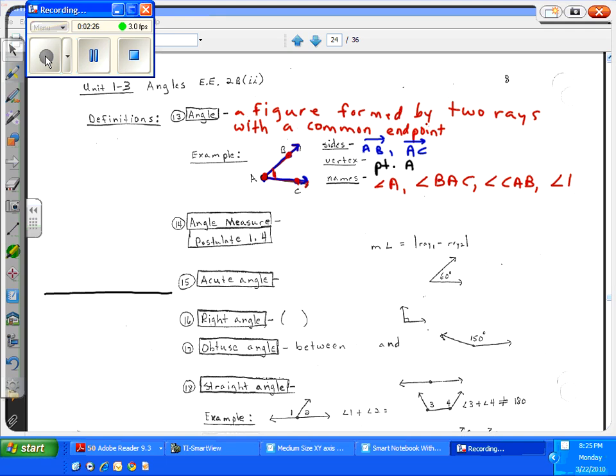When we think about the measure of an angle, we're thinking about a protractor or a semicircle. On a protractor, we start with 0 and we go to 180 degrees. And so we would be thinking of an angle's measure as being the amount of rotation between the rays in a circular motion. So an angle measure is the amount of rotation between its rays in a circular motion.